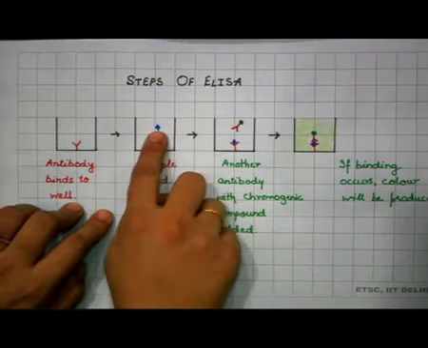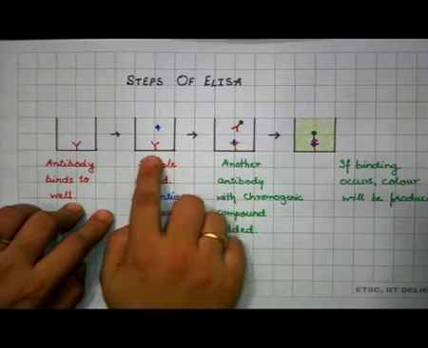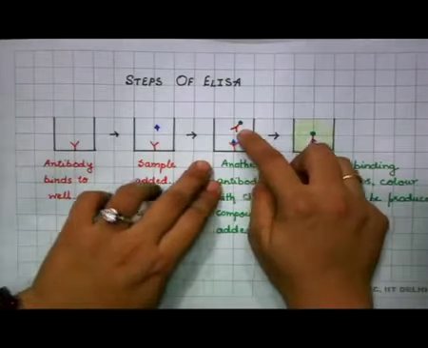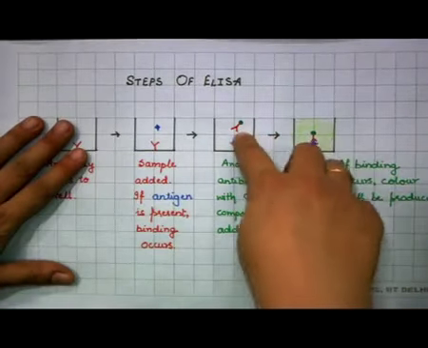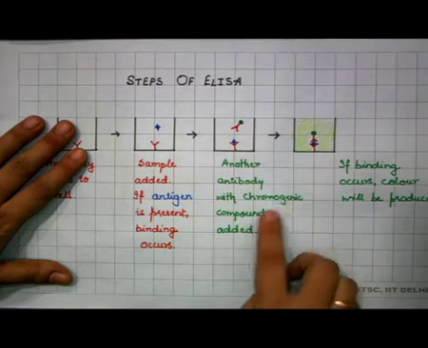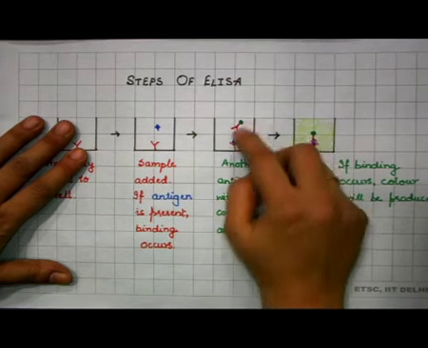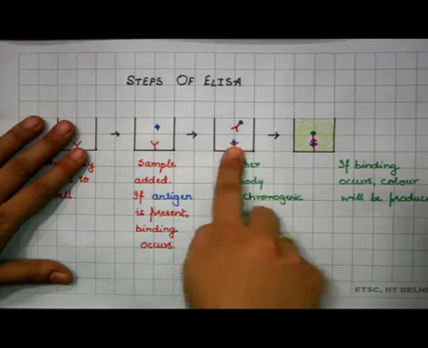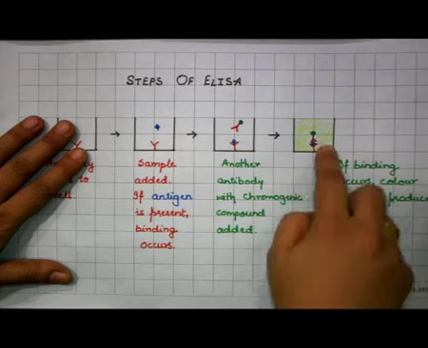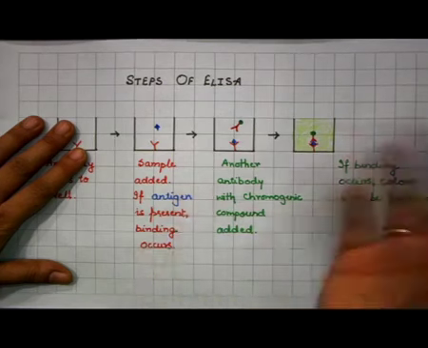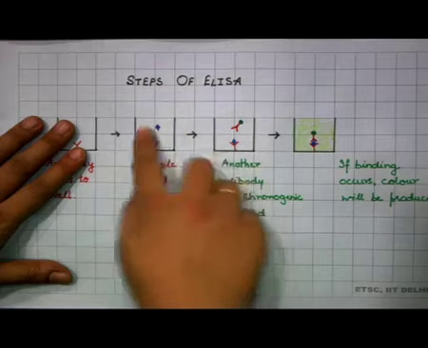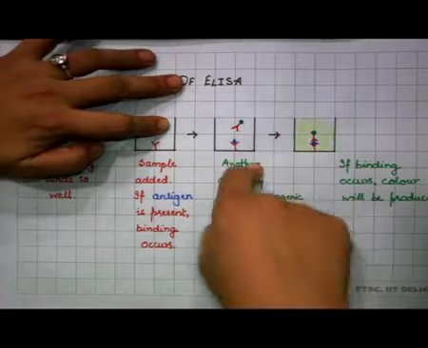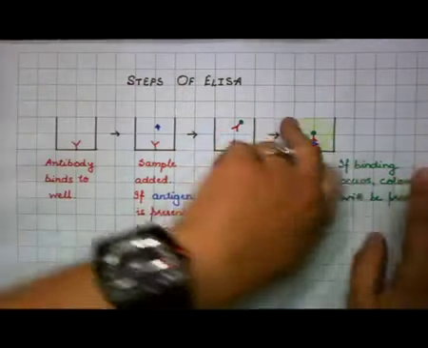If the antigen is present in the sample, what will happen? It will bind to the antibody. Now, another antibody is added, but this time this antibody is compounded with a chromogenic compound, and this antibody again will target the same antigen and it will bind the antigen, and because of this binding a color will be produced. On the other hand, if there was no antigen to begin with, there will be no binding at the first step, no binding at the second step either, and hence no color formation.